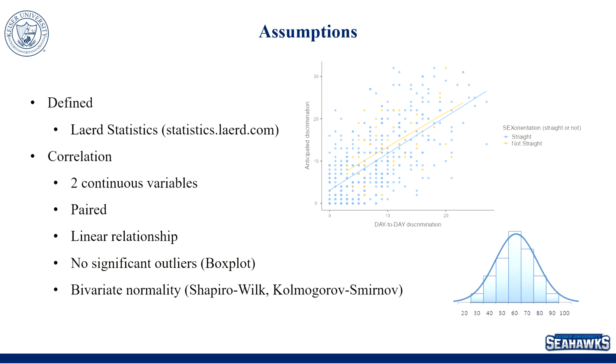There must be a linear relationship between the variables. This scatter plot reveals that there is a relationship. You must have no significant outliers. A box plot can help you examine outliers. And then finally, you must have bivariate normality, meaning you must have somewhat of a normal distribution. Shapiro-Wilk, Kolmogorov-Smirnov test can determine whether you have a normal distribution or not.